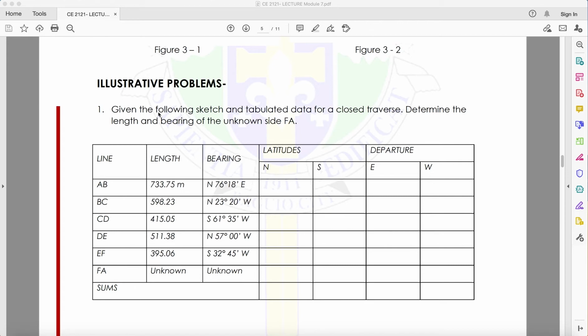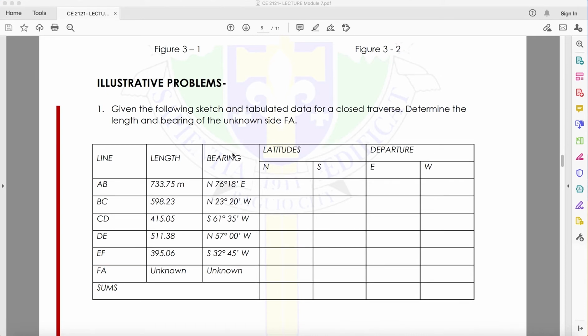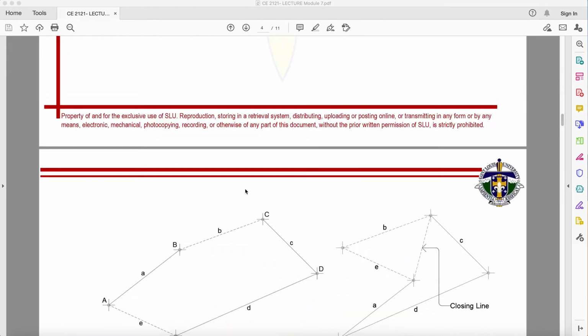Okay, so given the following sketch and tabulated data for the closed traverse, determine the length and the bearing of the unknown side, FA. We have here lines AB, BC, CD, DE, and EF. The lengths and the bearings are known, but line FA is unknown. So this falls under our case number 1.